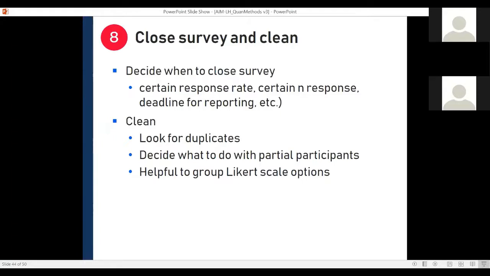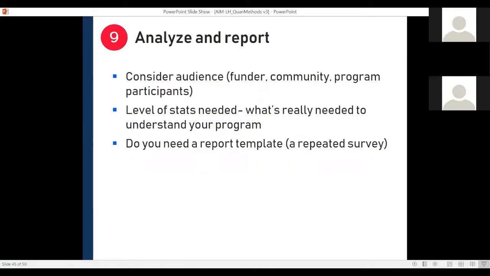And then you want to decide when to close your survey. So it could just be that you have a certain response rate you're trying to get, a certain number of people. Maybe you just have a report coming up, so you just kind of have to close it and go with what you have. And you want to clean. So this is where you look for duplicates, make decisions on how you're going to handle partial participants, people who completed only some of the survey. And then for us, we do a lot of cleaning the data as far as making variables that are going to be helpful for us in the analysis stage, like grouping Likert scale options.